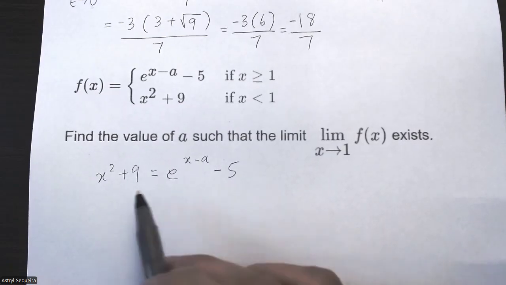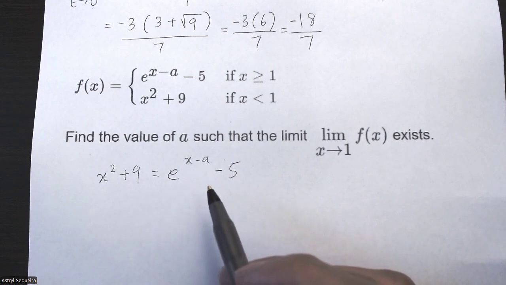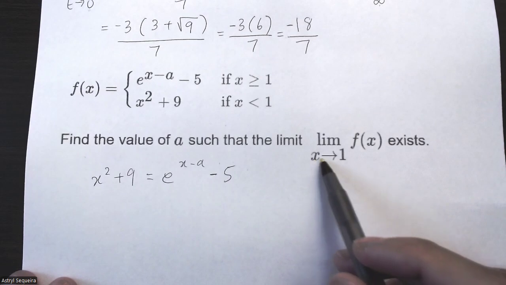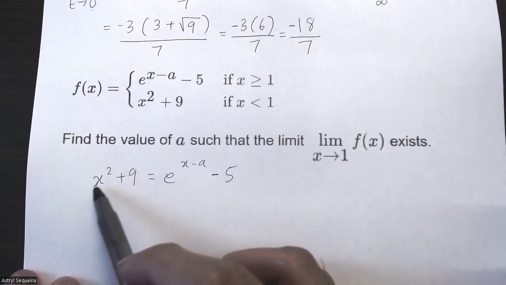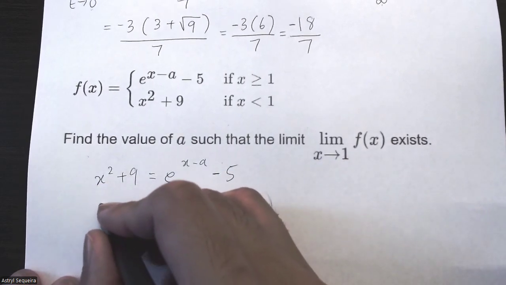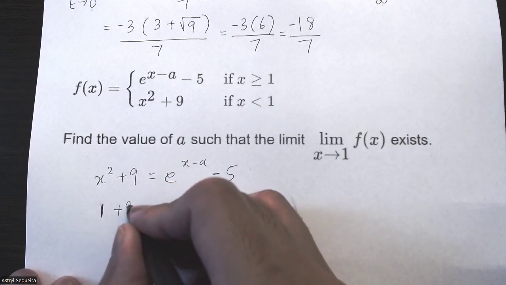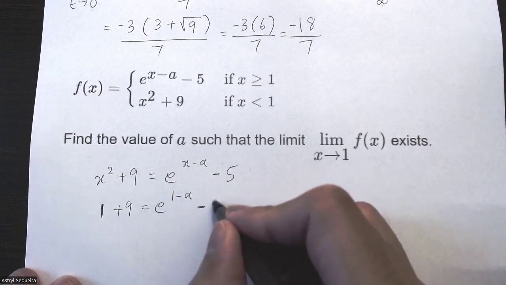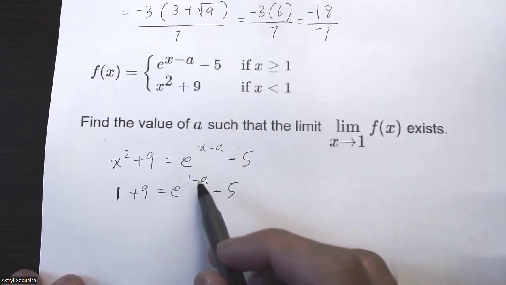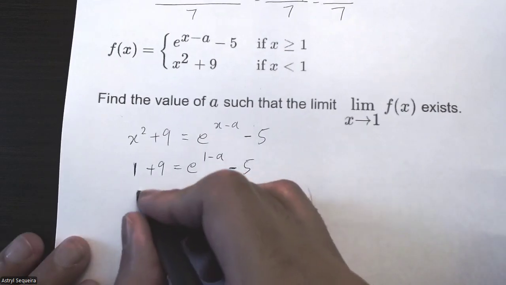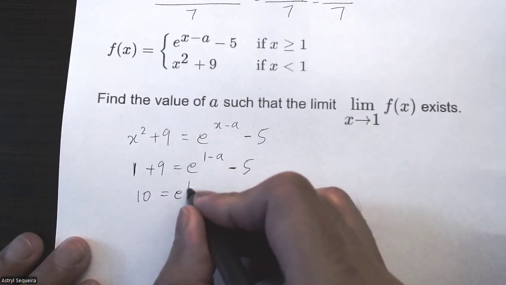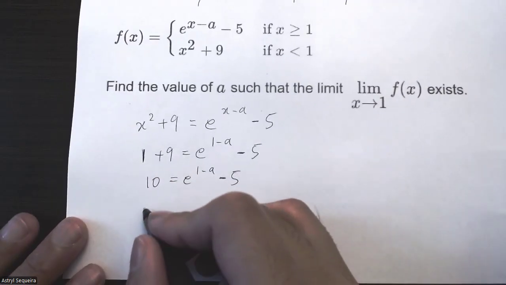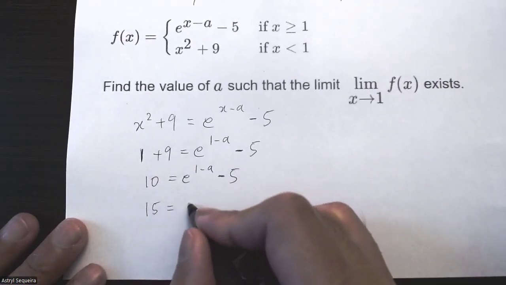And then to make the limit exist at x approaches 1, I have to replace the x with 1s. So 1 squared is just 1. And now I just have to solve this equation for my a. So I'll just combine like terms over there. Then I will add the 5 on the other side.